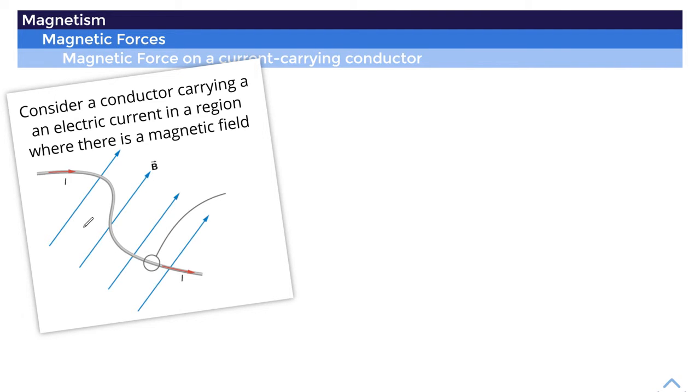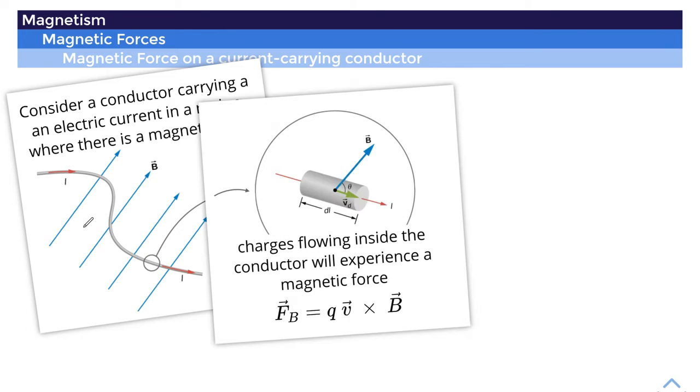Now we know that every flowing charge inside of that conductor is going to experience a magnetic force that is proportional to the charge and to V cross B, where V is the velocity and B is the magnetic field. So since each charge inside the wire is going to experience that force, overall the whole conductor is going to experience that magnetic force. And what we want to derive now is an expression that doesn't depend on the amount of charge, but rather depends on the amount of flow, which is the electric current.